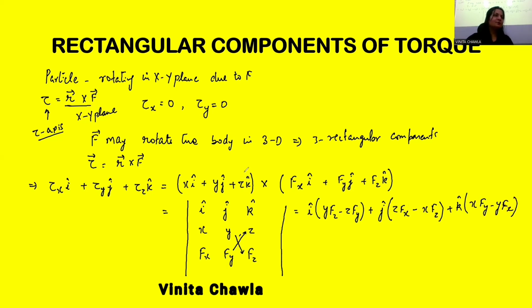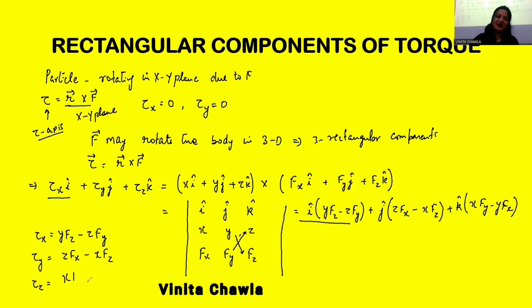Now compare the coefficients of all the unit vectors. Compare this with this. What will you get? Tau x is yFz minus zFy. Tau y is zFx minus xFz. Tau z is xFy minus yFx. Now enclose this in a box.